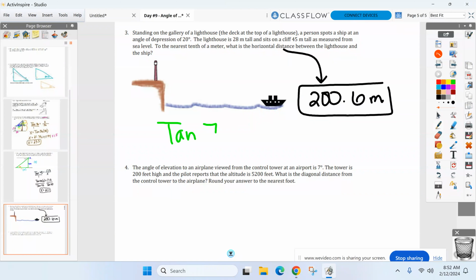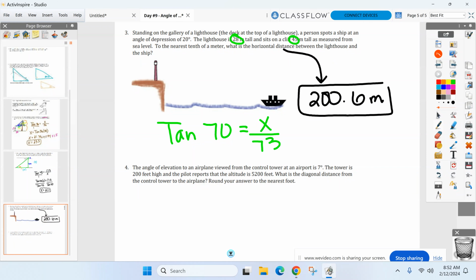I did the adjacent angle to 20 equals x over 73 by adding 28 and 45. The only difference, some of you may have used the alternate interior angle of 20, and then it should have been 73 over x instead. Any questions there before we get to 4?